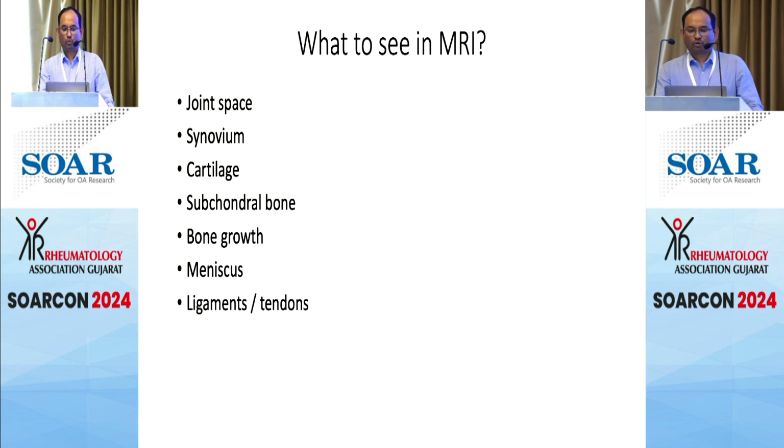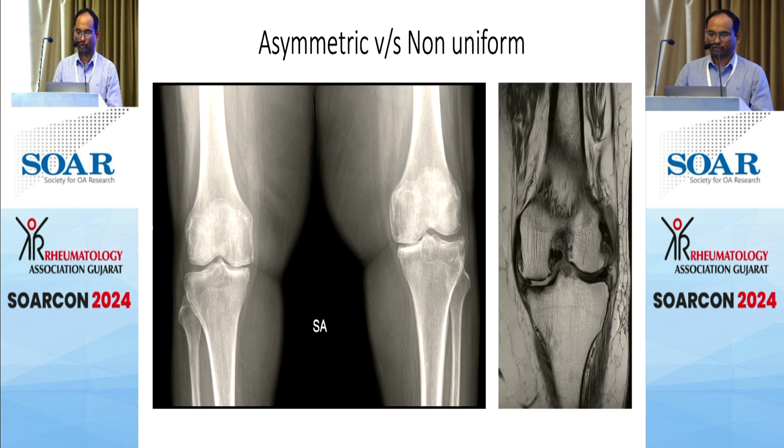So basically, what do we want to see in an MRI in osteoarthritis? We will see the joint space, the synovium, cartilage, subchondral bone, bone growth, whether it is sclerosis or osteophytes. We will see the meniscus, ligaments, and the tendons. So moving on one by one.